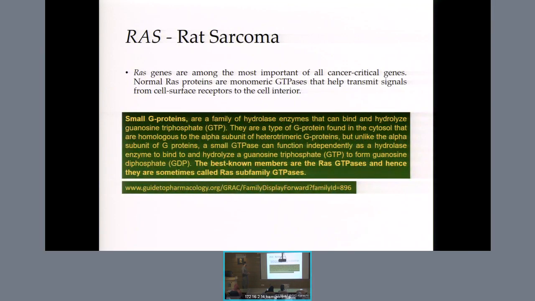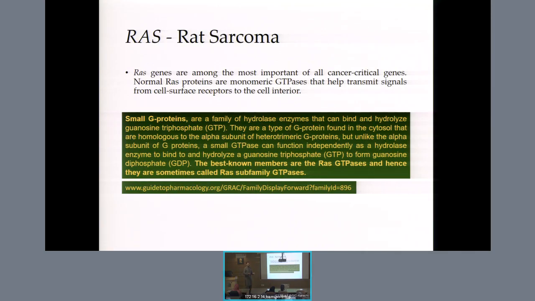Another set of genes, the RAS genes. That was the v-SRC, the SRC genes. Then we have another one, the RAS genes, RAS for rat sarcoma. RAS genes are among the most important of all cancer critical genes. Normal RAS proteins are monomeric GTPases that help transmit signals from cell surface receptors to the cell interior.